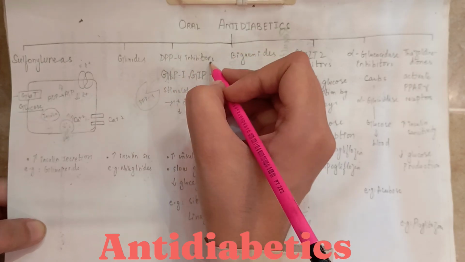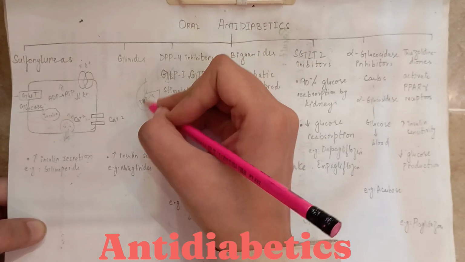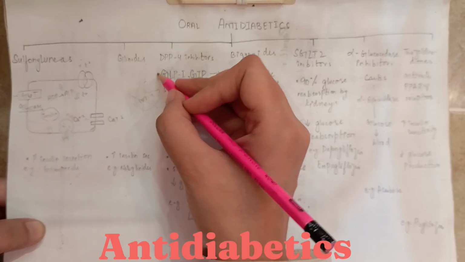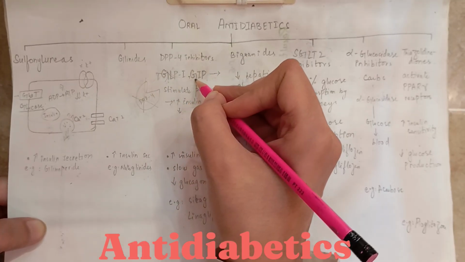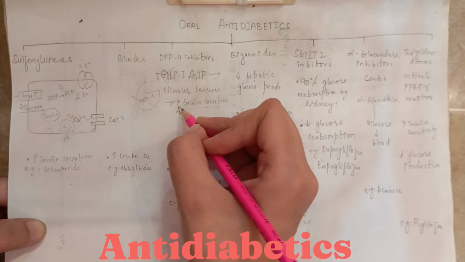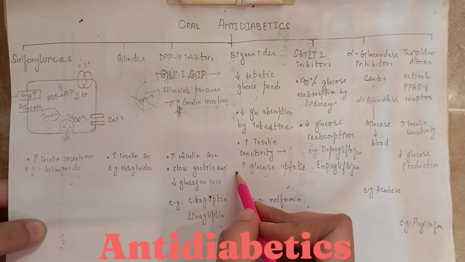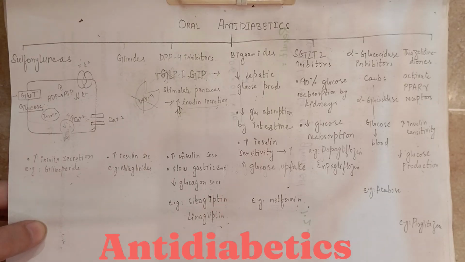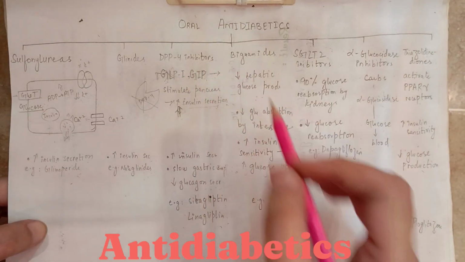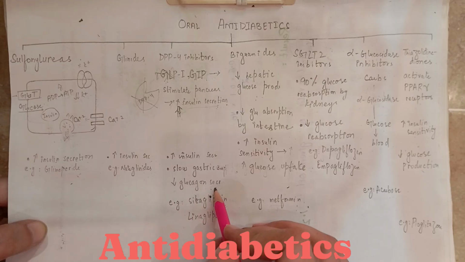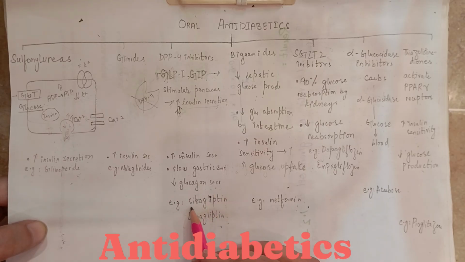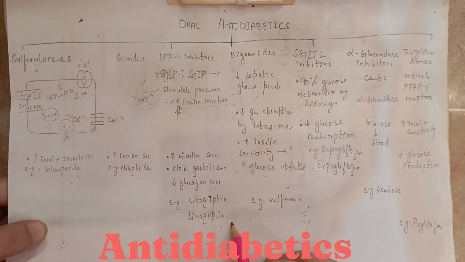So DPP4 inhibitors are drugs which inhibit this enzyme, resulting in increased GLP-1 and GIP in the body, so increased insulin secretion. They also slow gastric emptying and result in decreased glucagon secretion. Glucagon is a hormone which functions as the opposite of insulin. It increases the glucose concentration in the blood. So DPP4 inhibitors also decrease glucagon secretion, and the most common examples are sitagliptin and linagliptin.